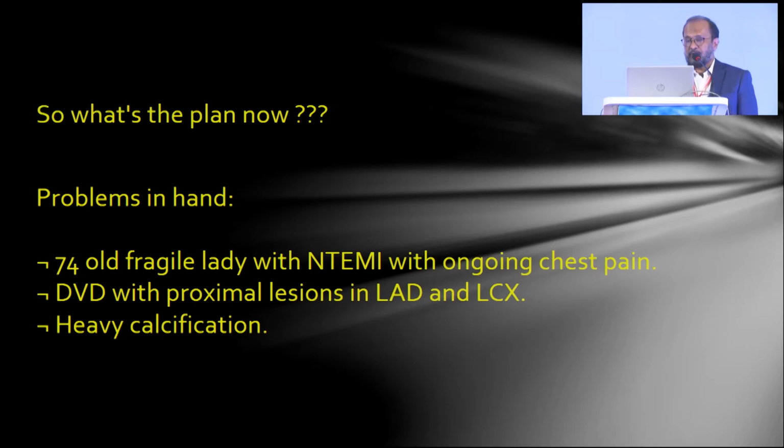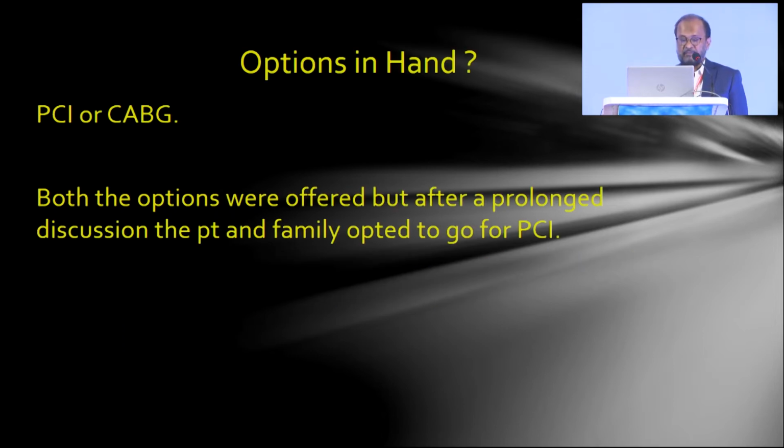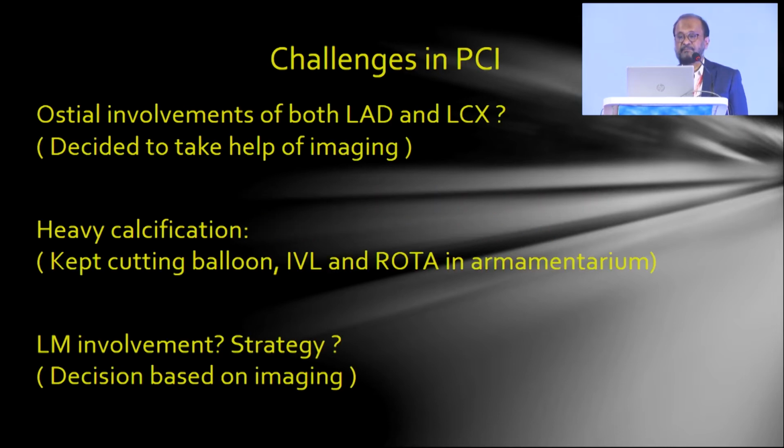So what's the plan now? Problem in hand: a 74-year-old fragile lady, non-STEMI, ongoing chest pain, with proximal lesion in LAD, circumflex ostial lesion, heavy calcification and ISR. Options were PCI and CABG. As it is a recent MI and an old lady, the party opted for PCI.